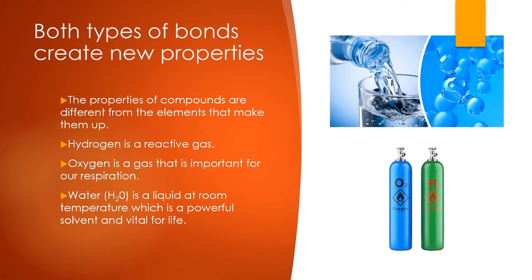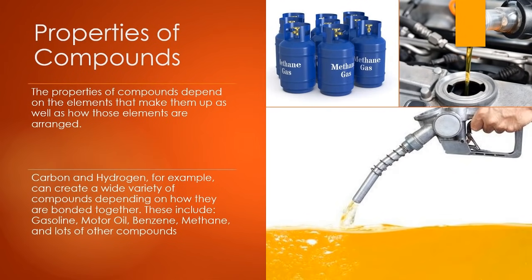So there's this idea of emergent properties. The properties are going to be different between the molecules that we've made and the stuff they came from. That's really, really, really important. Ultimately, the properties depend on the elements that make them up, as well as how those elements are arranged.